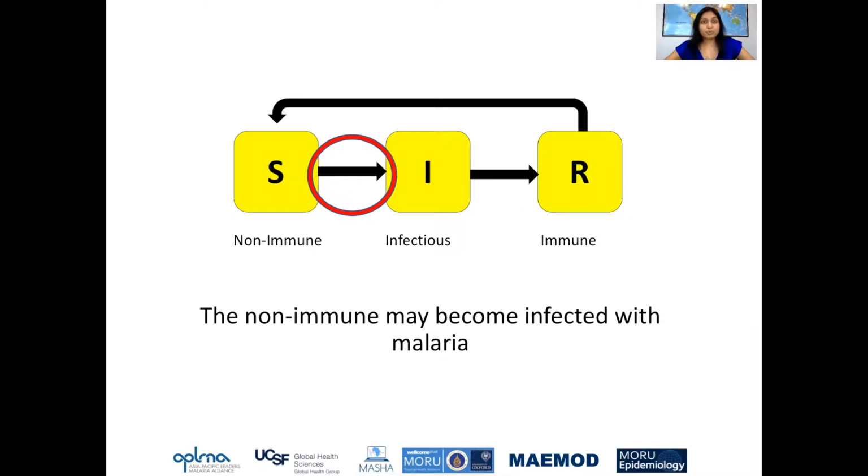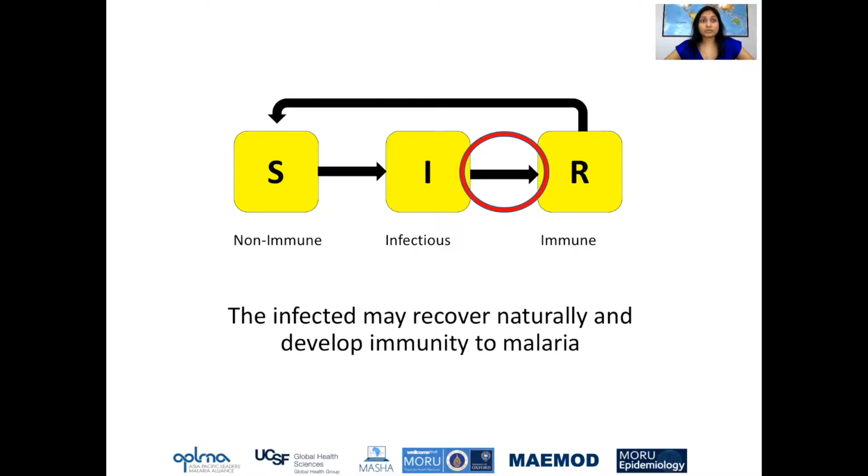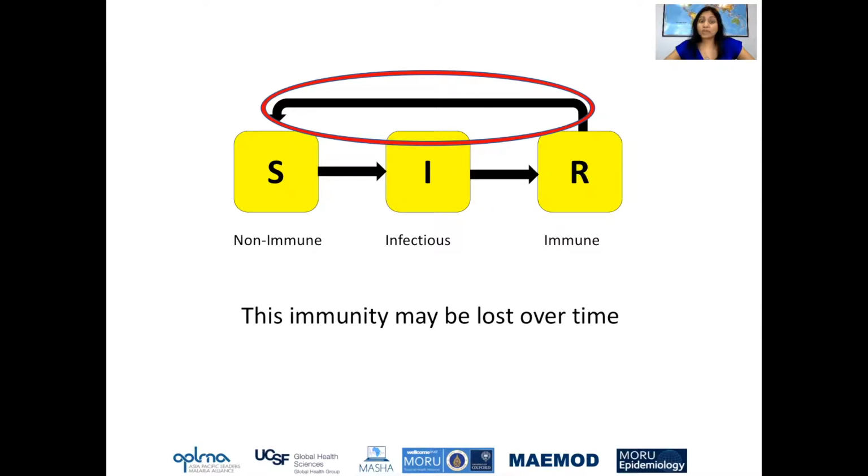We can divide any population into three distinct classes depicted by the yellow boxes: the non-immune, the infectious, and the immune. The arrows represent how the population shifts between classes. For example, the non-immune may become infected with malaria. The infected may recover naturally and develop immunity to malaria. But this immunity is not permanent and may be lost over time, so that the population is once again non-immune.